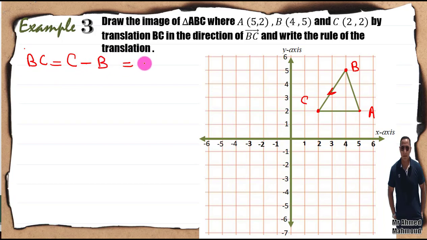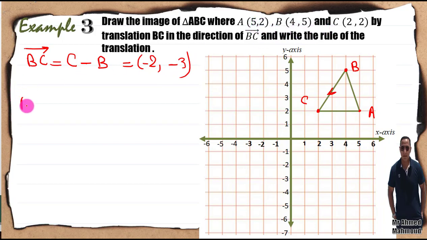Okay, C minus B. So it is 2 minus 4 equals negative 2, and 2 minus 5 equals negative 3. This is the translation. The translation BC equals C minus B. This is a rule. Again, translation BC equals C minus B, the second minus the first. Negative 2 and negative 3. Okay, now I'm going to use this translation with A, B, and C.